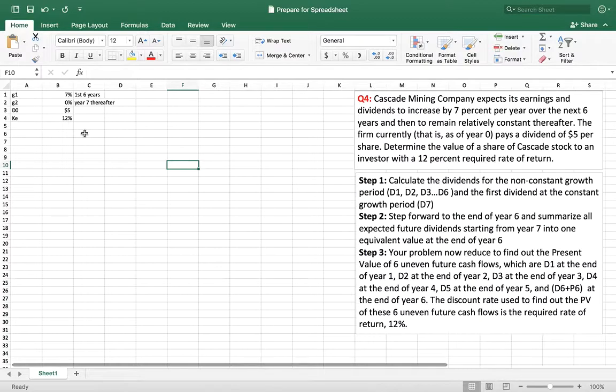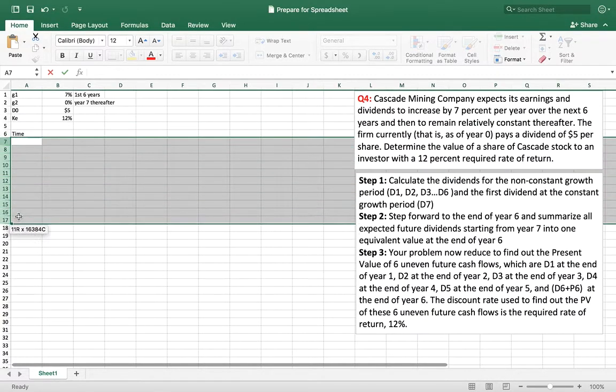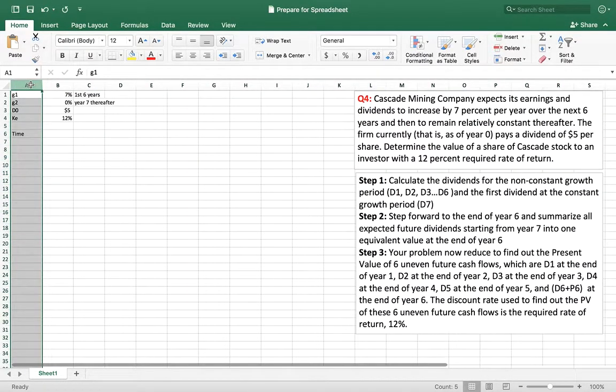Now, instead of drawing the cash flow timeline associated with this problem, I create the cash flow timeline using the Excel spreadsheet. I first write down time in cell A6 to indicate that the number shown below row 6 in column A represents the year. I begin by labeling the current year, year 0, in cell A7.